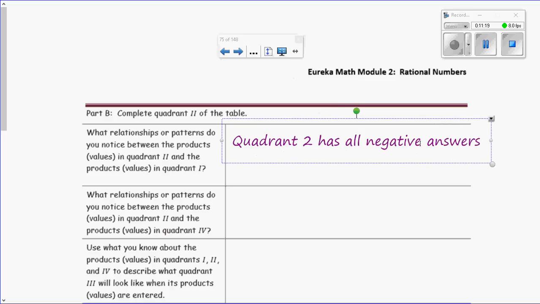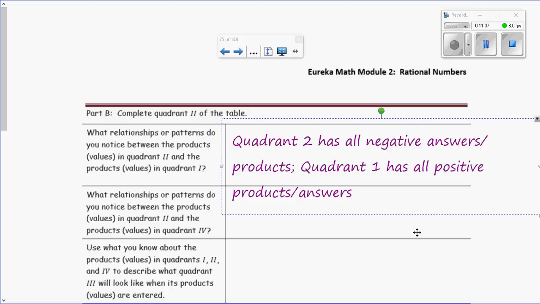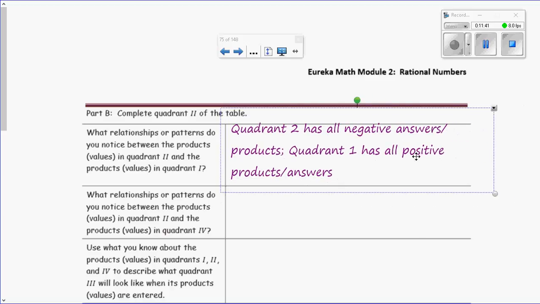And then also, just to kind of remember that that also means products, so that you hear that word more often. Quadrant 1 has all positive products, answers. Same thing. So products are answers to multiplication problems. All right, so there we go.